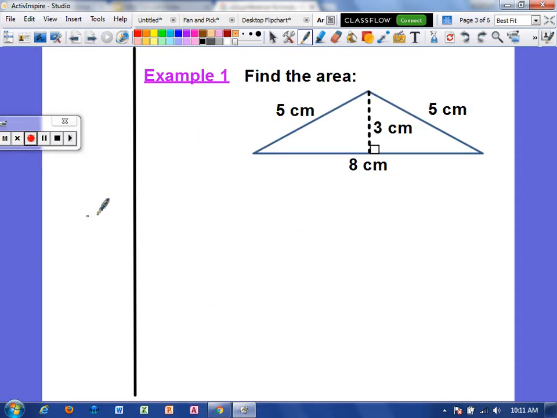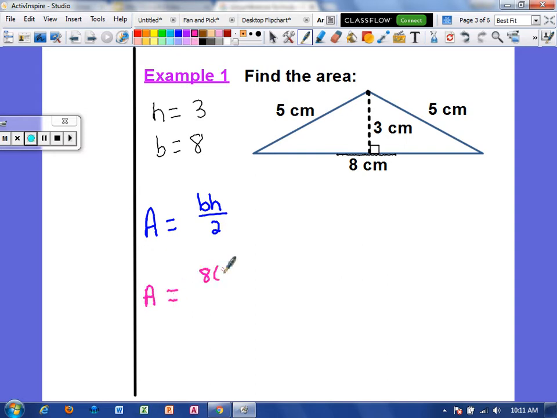Alright, in example 1, we have this triangle. So we have a line right here that starts at this vertex, and it intersects perpendicularly with this side right here. So that means that the height equals 3 centimeters, and it intersects with this line, so the base would equal 8 centimeters. Alright, so area equals base times height divided by 2. So now I'm going to substitute that in. So the area equals a base of 8 times a height of 3 divided by 2.